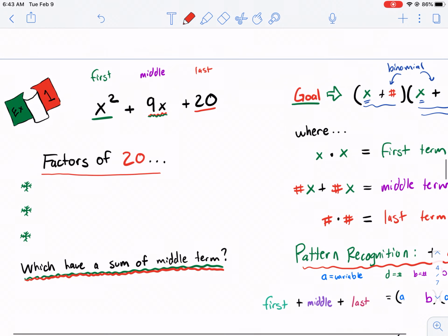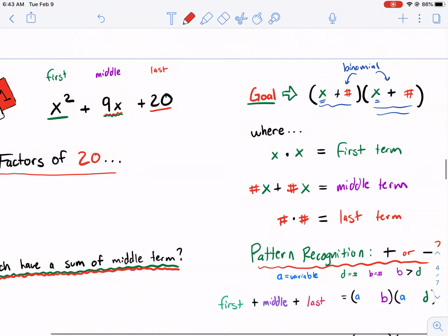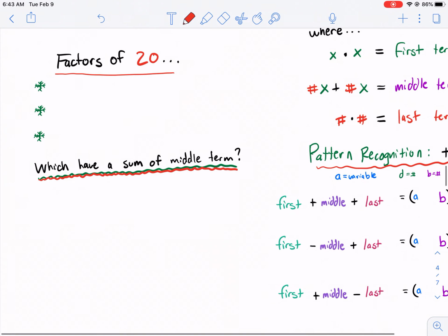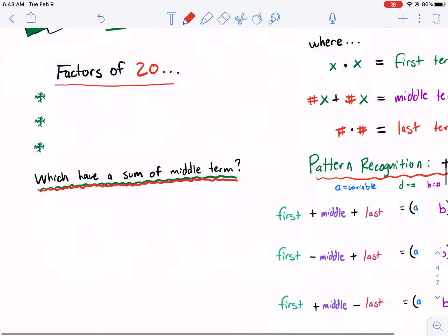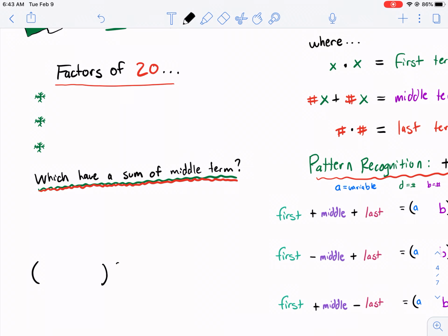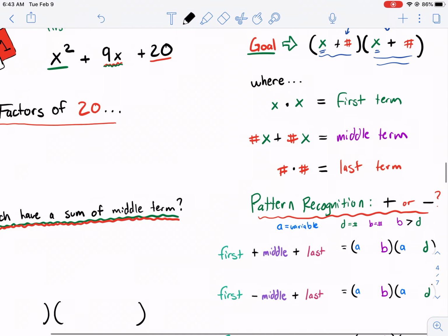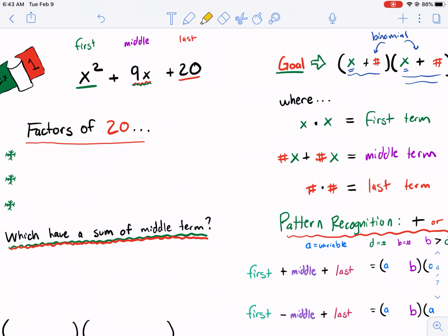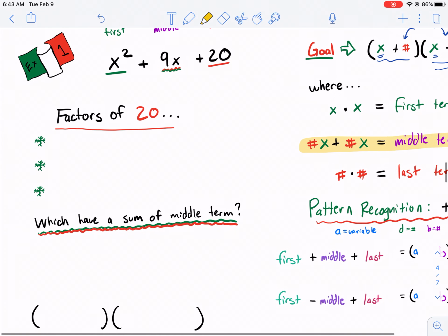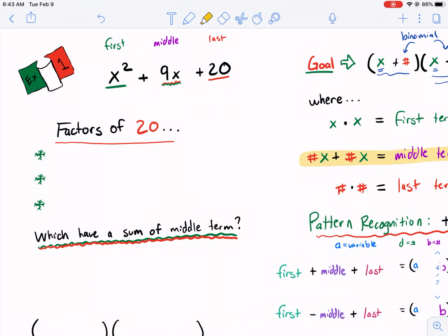Now, the first term's rather easy. We're looking for x times x, and in this case, we're going to get something rather simple. But I think I'm going to start with our middle term. That's generally our place of emphasis because it is the toughest one to handle. So we're going to start there by handling our middle term. Now, how do we handle our middle term? Well, the last term usually holds the key for how we handle our middle term.